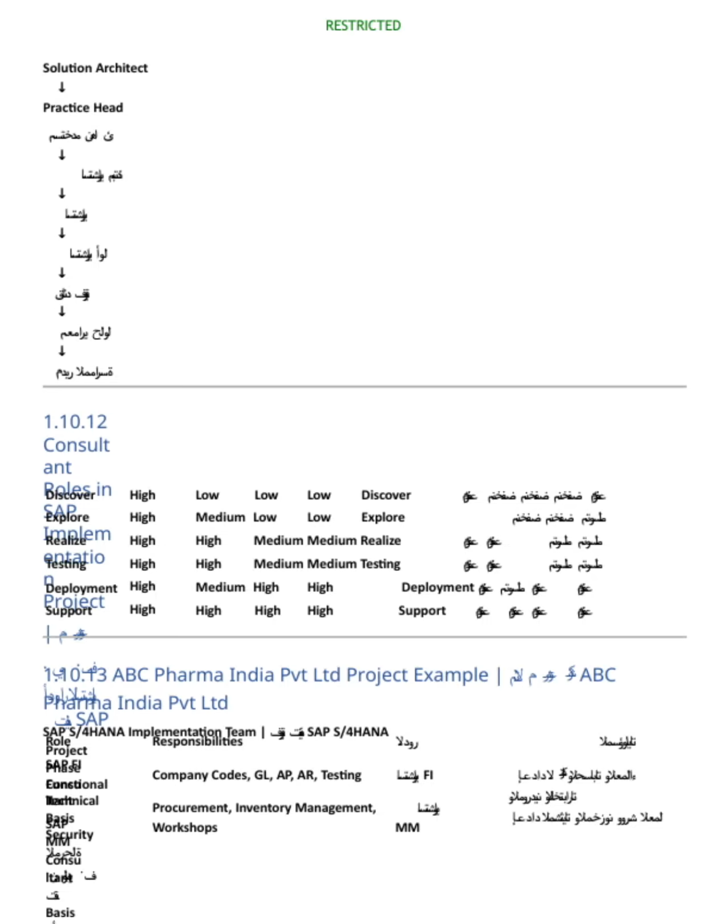This slide breaks down the key consultant roles in a SAP implementation project, focusing on procurement, inventory management, and workshops. We see how SAP FI and MM consultants contribute, each with specific responsibilities like managing company codes, general ledger, accounts payable, and accounts receivable. The slide also highlights the phases of the project, from discovery and exploration, through realization and testing, to deployment and support. It's a clear overview of how different roles and tasks align throughout the project lifecycle.